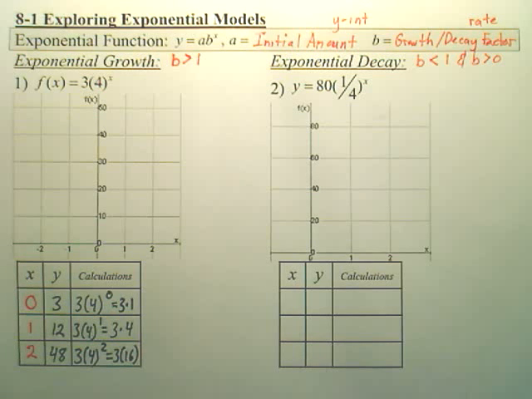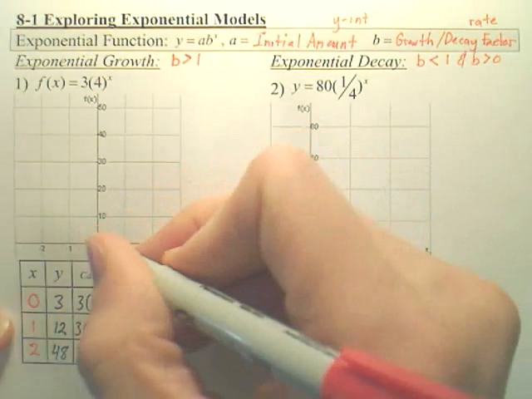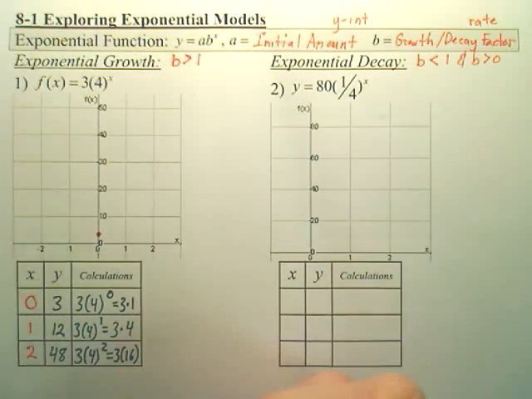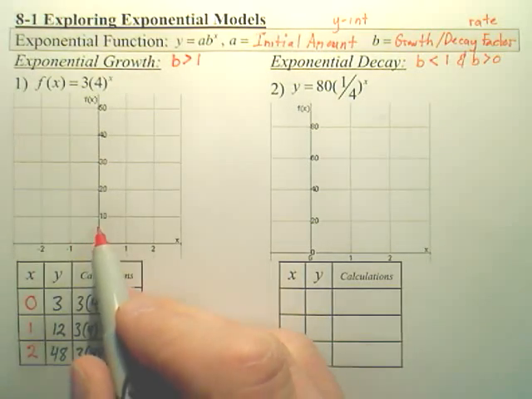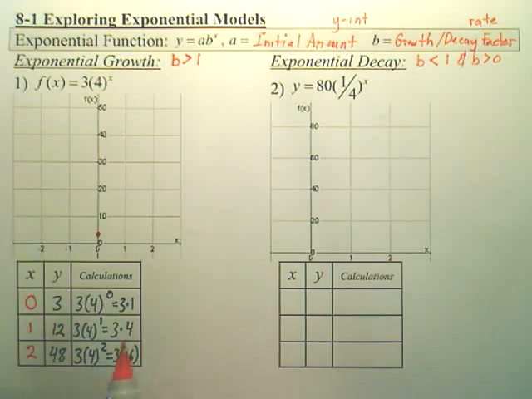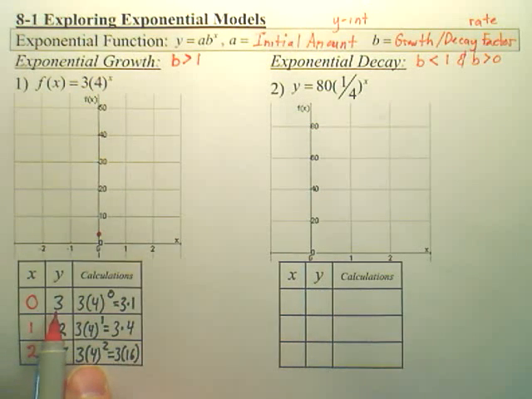Next, let's plot all those. Again, all I did is I chose 0, 1, and 2, my easiest numbers. At 0, I'm at 3. So at 0, 3 is maybe right around here somewhere. Can you see you go by tens here? These are by 1s, these are by 10s. So at 0, you went up 3. At 1, how far up did you go? At 1, you went up 12.